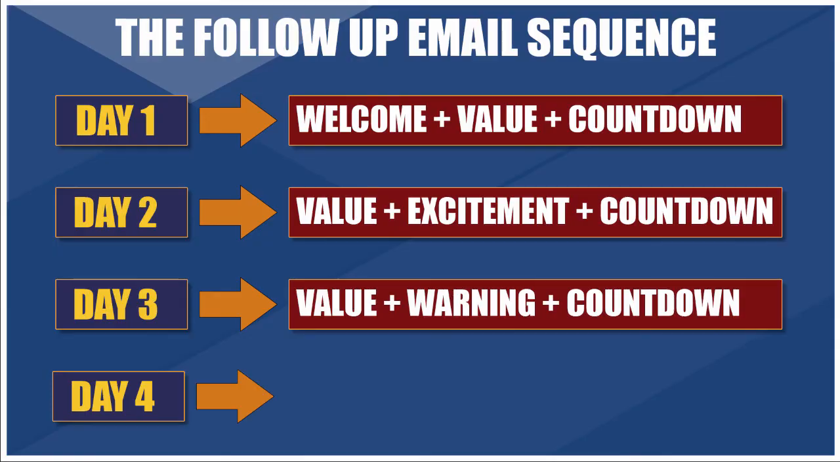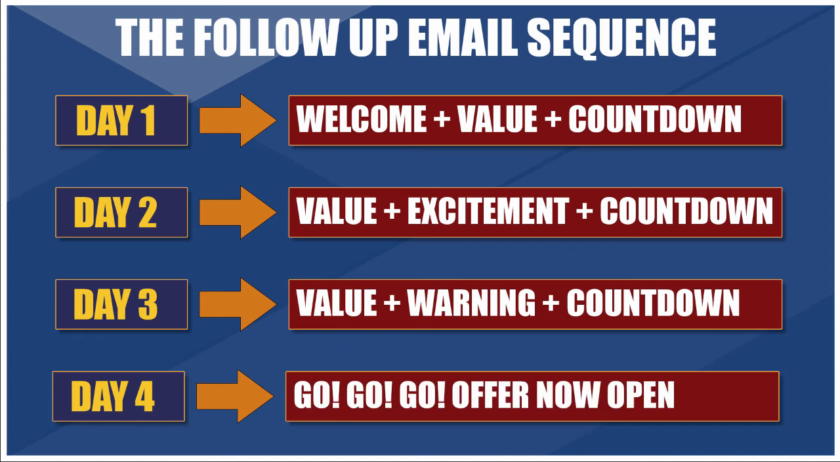Then on day 4, the last email of this sequence, it's all about getting them to the sales page. So keep the email short and sweet, keep it to the point, keep it focused on getting them to click on that link. Tell them to hurry because the special offer is about to expire. Okay, so that's all there is to it. This simple sequence is incredibly powerful, and almost every 6- and 7-figure business uses this approach in some way.